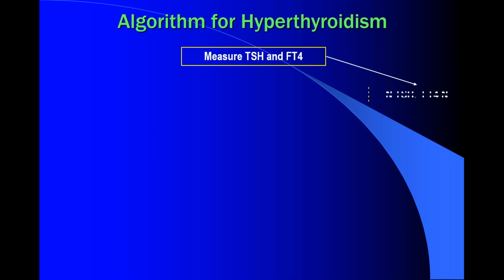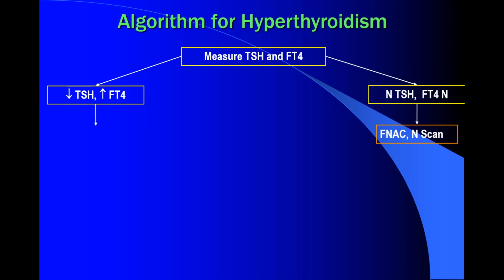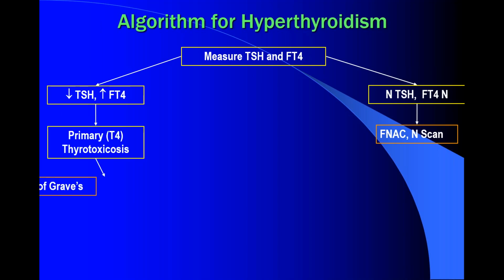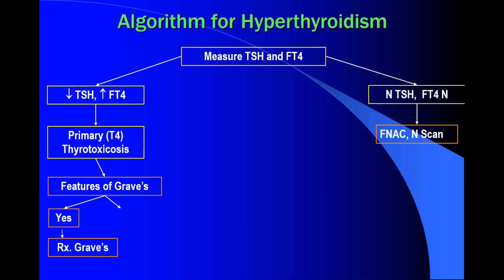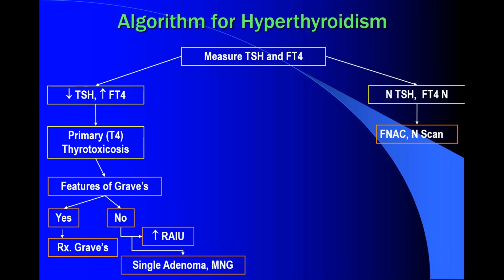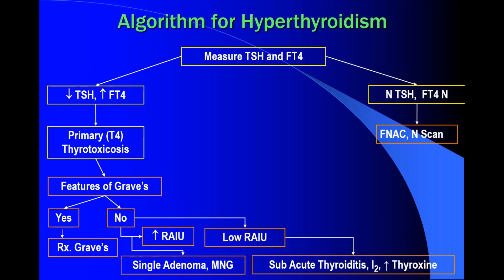So, as in hypothyroidism, you will see the algorithm. You will measure the TSH and T4, and if TSH is less, and T3 or T4 is more, you will see it is primary hyperthyroidism. And if there are features of Graves, in that case, we have to treat Graves. If there are no features of Graves, then it is because of other causes. In that case, radioactive iodine uptake will be done, and that will differentiate between single adenoma or multiple adenoma. And if there is low uptake, you can see it is subacute thyroiditis. In that case, you will treat it with steroids.